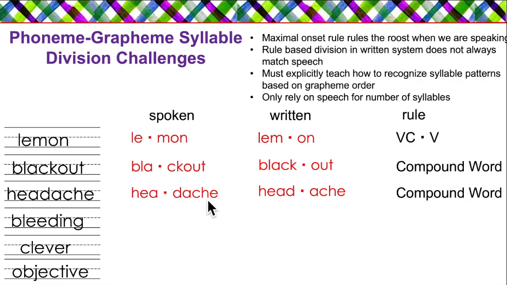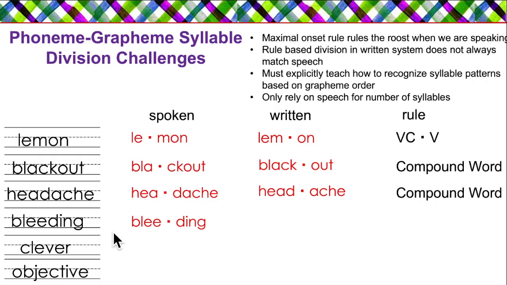I wouldn't stress on this too much if you were encoding it. I would just say black out and headache. I think that would be much easier for students to recognize that you have two words there that you're compounding it together. So let's just quickly check the other ones.